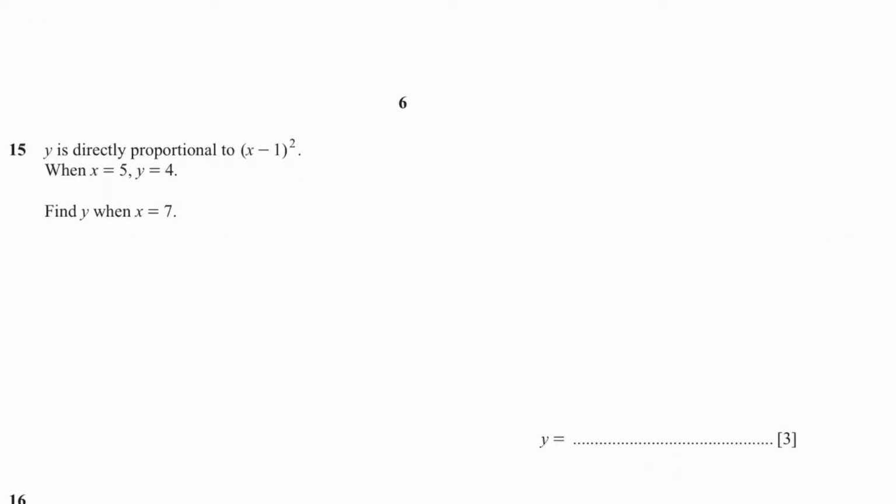In this question we have y is directly proportional to (x minus 1) squared. When x is equal to 5, y is equal to 4. Find y when x is equal to 7. So it is directly proportional to (x minus 1) squared. Whenever it is directly proportional, we will write y is equal to k and whatever has been given to us here, (x minus 1) squared.